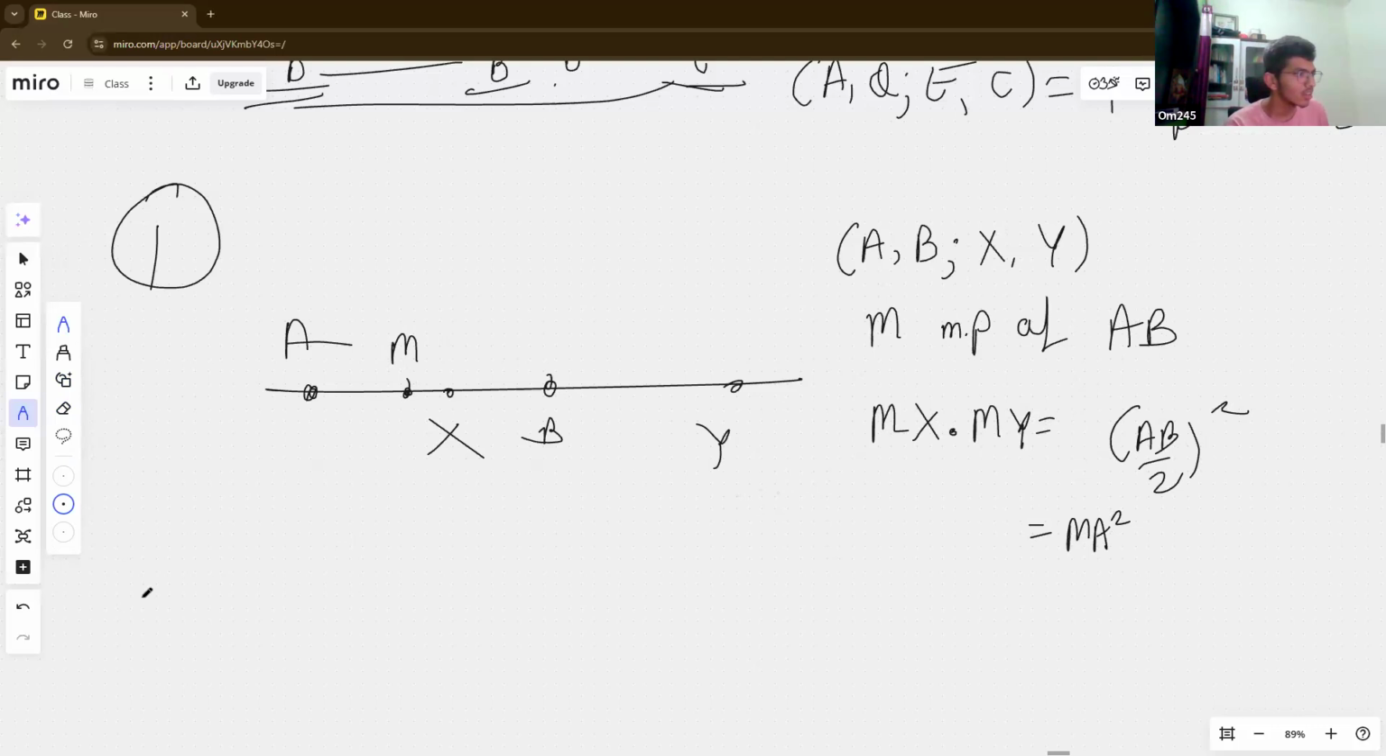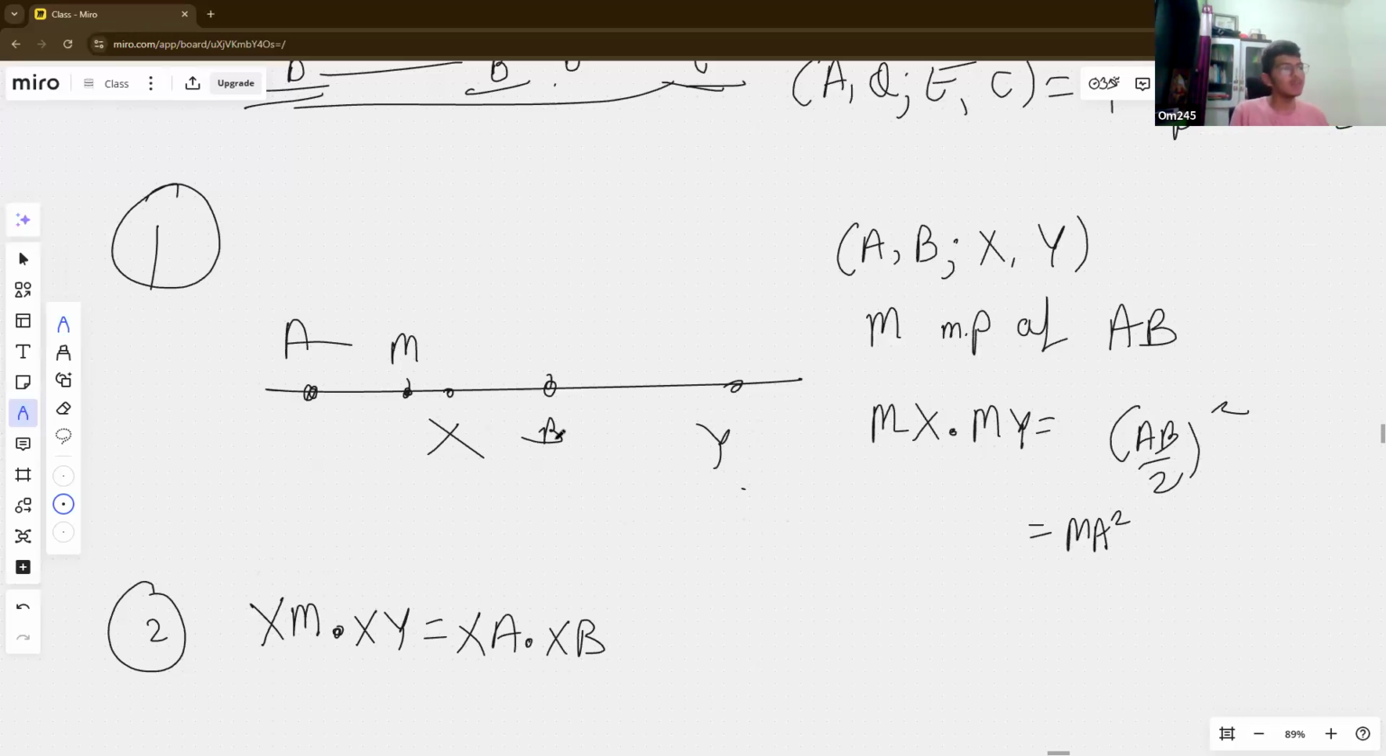And the second fact is, what is that? Don't tell me I forgot it. MY into MX. Okay, if I remember correctly, it is XM into XY is equal to XA into XB. You can change X to Y also.